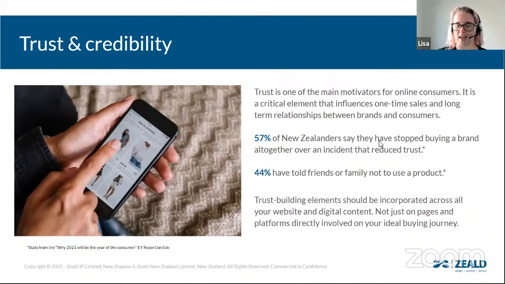So trust building elements should be incorporated across all your website and digital content. This doesn't just include pages and platforms directly involved in your buying journey. It involves every area that your business has a listing. So Google My Business listings, any platform you have should have these trust building elements in them. So it's basically having the same message across every aspect of your business that is online.